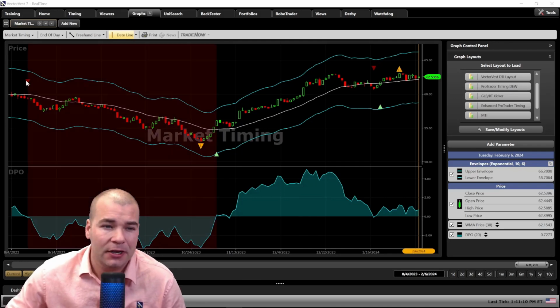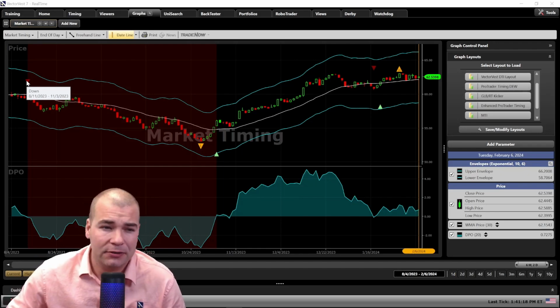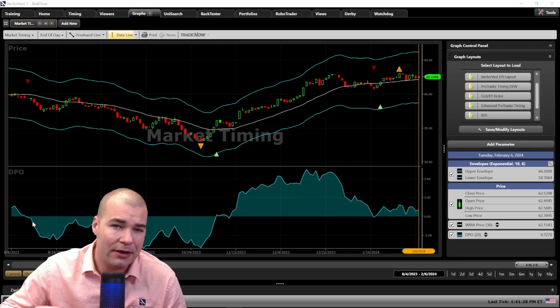Now that being said, you can see it does a great job keeping you on the right side of the market. I have it on the last 6 months here. Now there was a down signal back on the 11th of August here. You can see price action crossing below that 30-day weighted moving average. And in addition, DPO went into negative territory. Thus, the down signal was given.